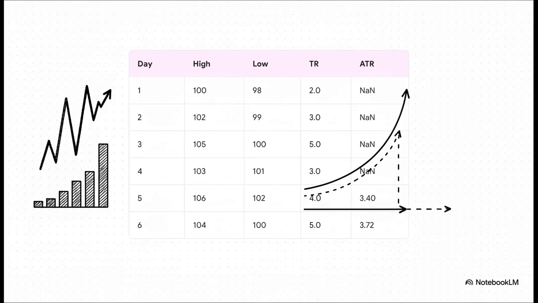Let's make this real. Looking at this table, you can see the true range is calculated every single day. The very first ATR value, there on day 5, that's just a simple average of the first 5 days. But check out the clever part. See, on day 6, the calculation actually uses the ATR from the day before. That is the smoothing effect in action. It keeps the indicator from getting all jumpy and gives you a much more reliable read on volatility.